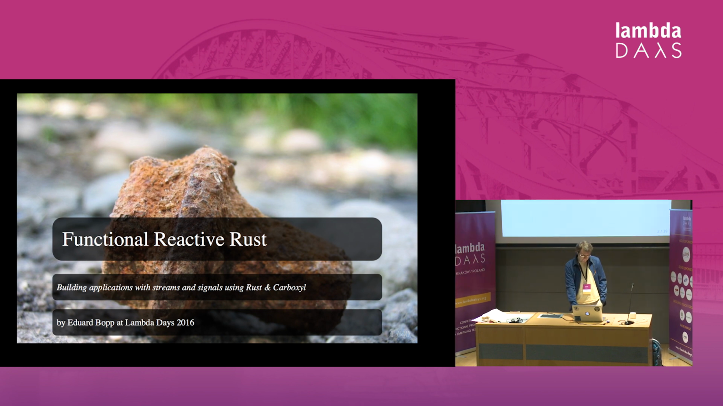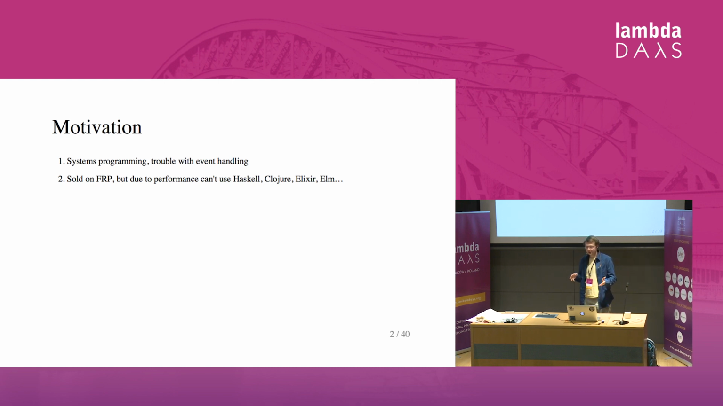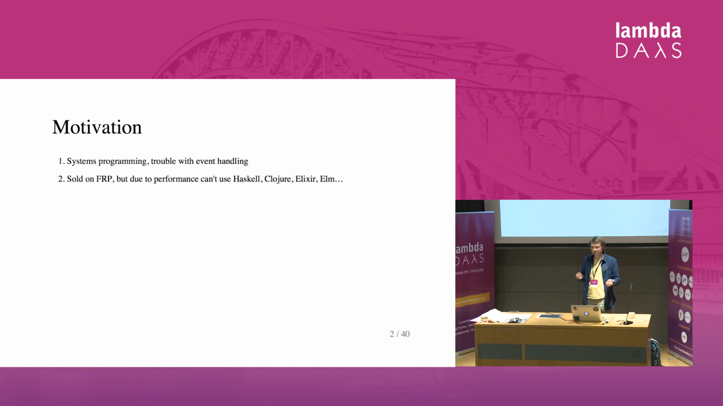Okay, so there's two angles that you can come to this topic, I guess. The first one, which I come from, is you're doing some kind of systems programming. In my case, that was game development. And you have a lot of trouble with event handling, because the way you do it in imperative and object-oriented languages, usually this model view controller pattern, has a lot of issues that can get troublesome in larger applications. And so I looked into FRP as an alternative and found that it solved quite a lot of these problems.